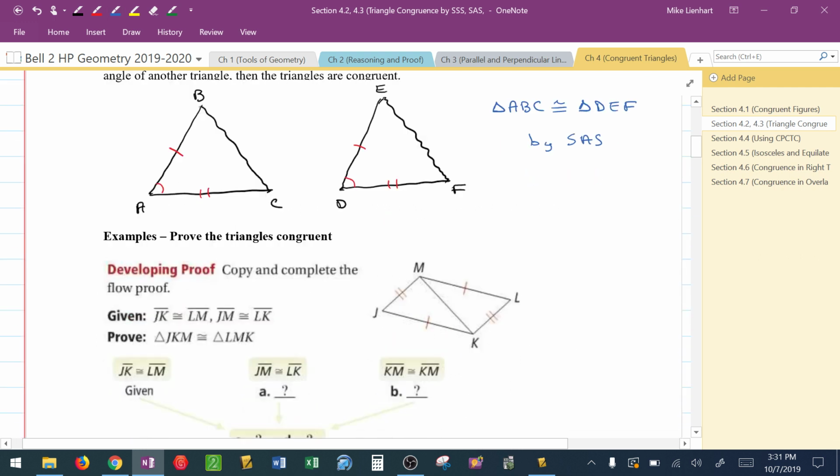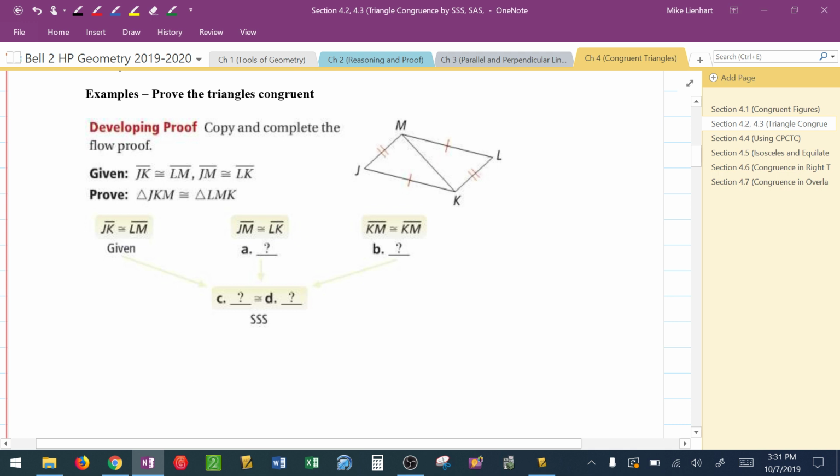All right, so here's an example now that says, how would you complete this proof? So I start with the given. They tell me that JK is congruent to LM, and that's given. There it is right there. They also give me that JM is congruent to LK. My reason for this would be it's given. All right? So that's what we have marked in the picture as well. They want us to prove that this triangle JKM is congruent to the other triangle LMK.